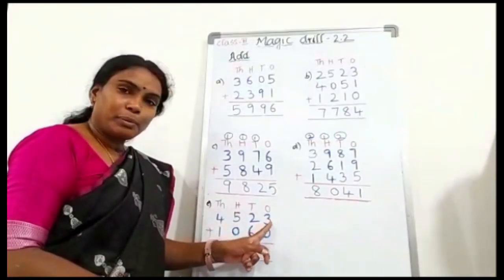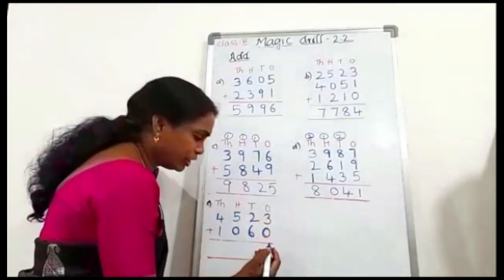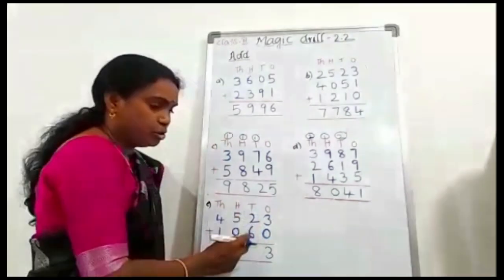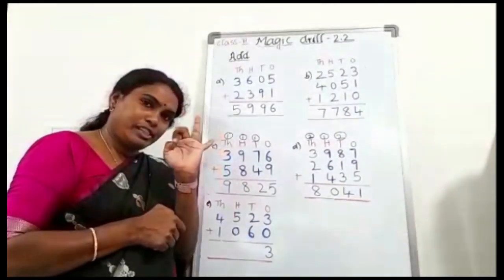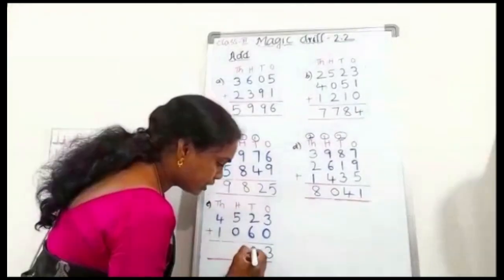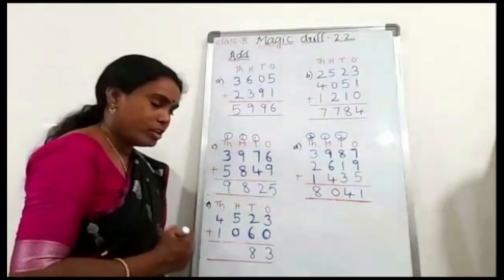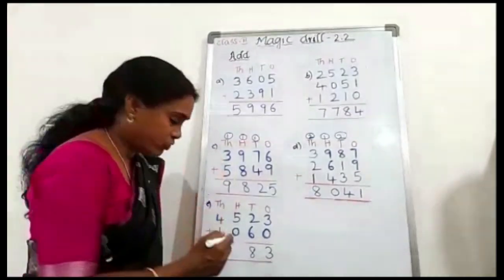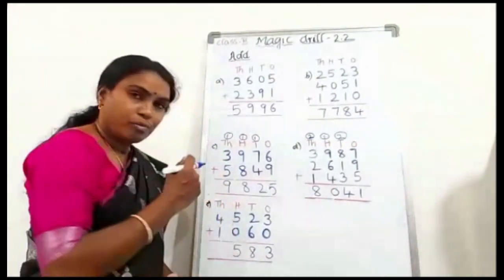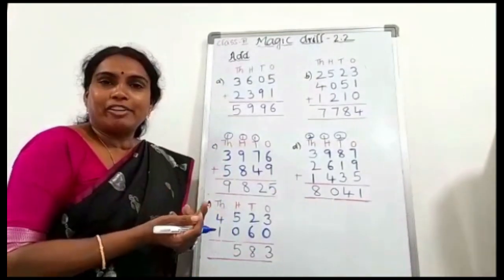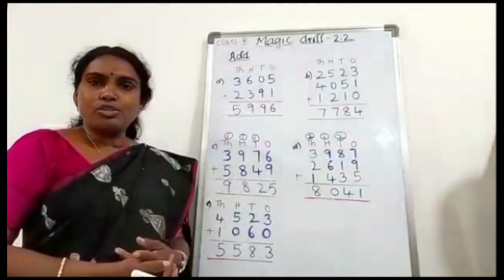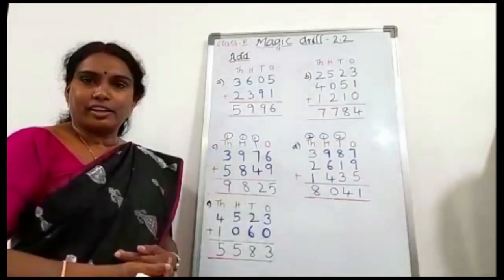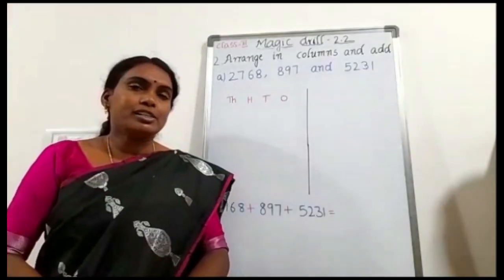First we add the ones column. 3 plus 0 is 3. Yes. 2 plus 6: 2 after 3, 4, 5, 6, 7, 8. 2 plus 6 is 8. 8 we write in the tens column. Then hundreds. 5 plus 0 is 5. Yes, children. 4 plus 1, it is adding 1. Yes, 5. The total is 5583. Okay, children.